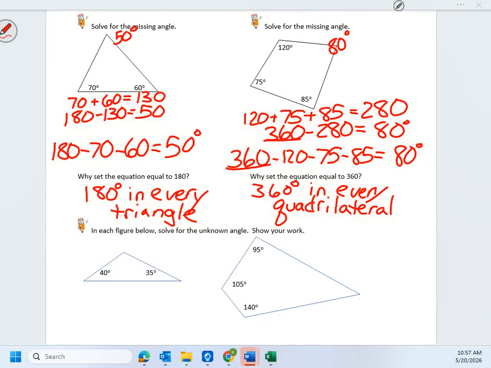So let's look below. What's our missing degree for the triangle? Henry? 105? Yeah. 180 minus 40 is 140. 140 minus 35 is 105 degrees. Or 180 minus 75 degrees is 105 degrees. What's our missing angle for the quadrilateral? Elliot?